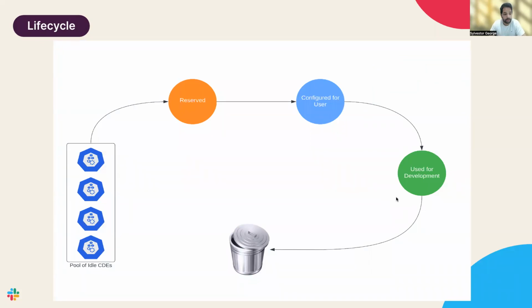For a faster turnaround, we maintain a pool of available CDEs. Once a CDE is reserved, it's configured for the user and then used for development. After the user is done with a change, they could either manually terminate the CDE, or else it automatically gets terminated when the branch gets merged. This makes these CDEs short-lived and branch-based.